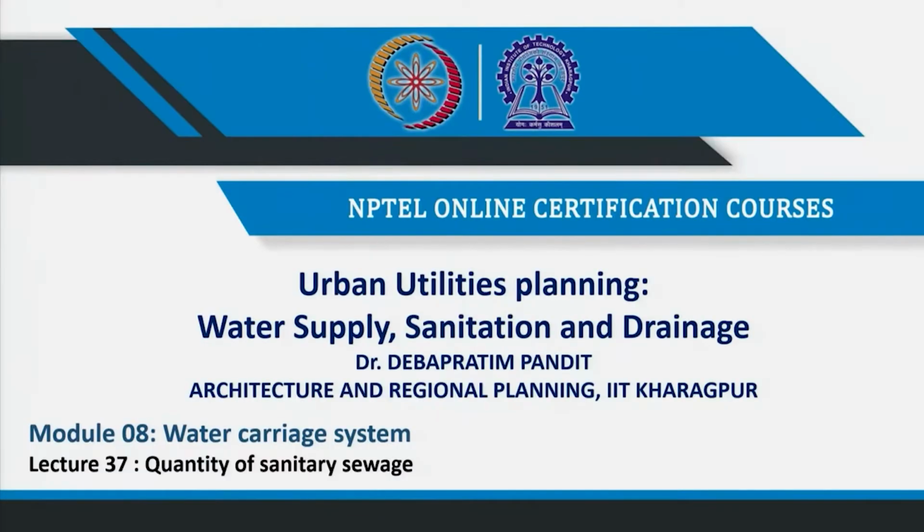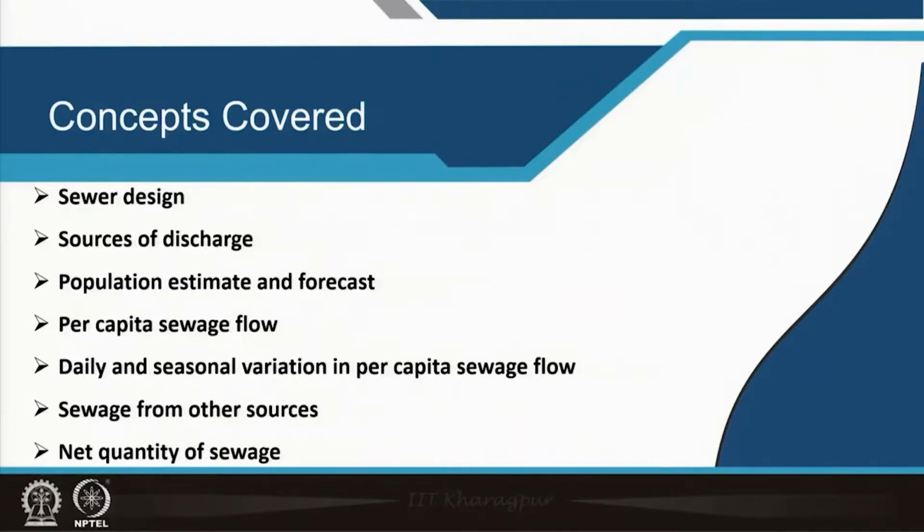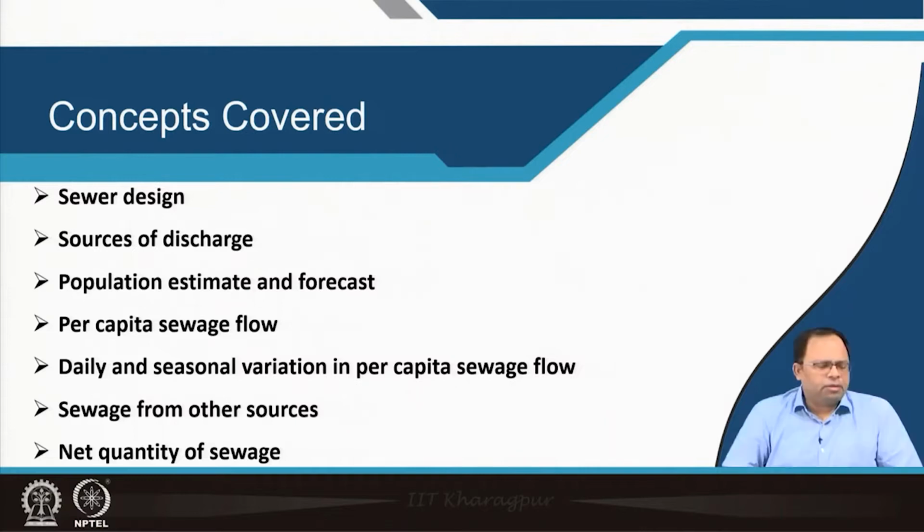Welcome back. In lecture 37, we will talk about quantity of sanitary sewage. The different concepts that we will cover are basic sewer design, some basic fundamentals, sources of discharge, population estimate and forecast, per capita sewage flow, daily and seasonal variation in per capita sewage flow, sewage from other sources, and net quantity of sewage.